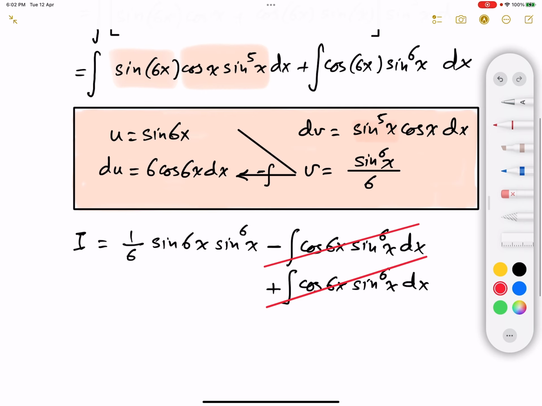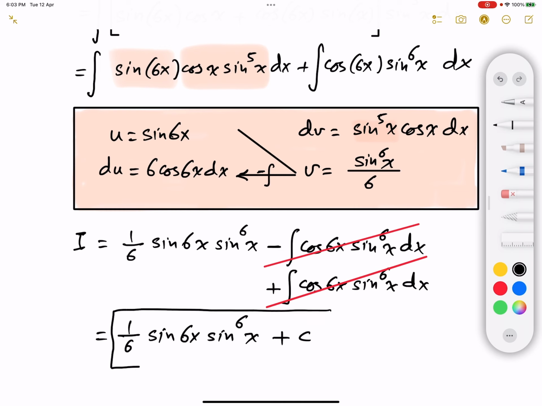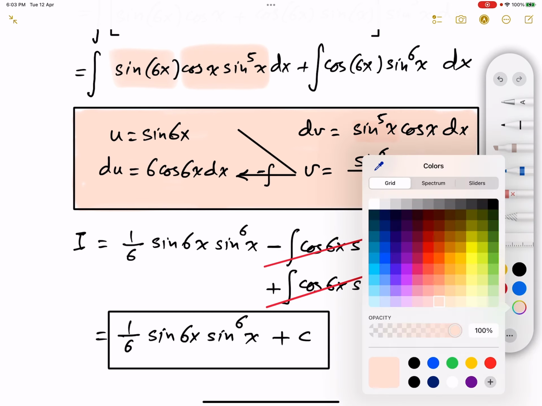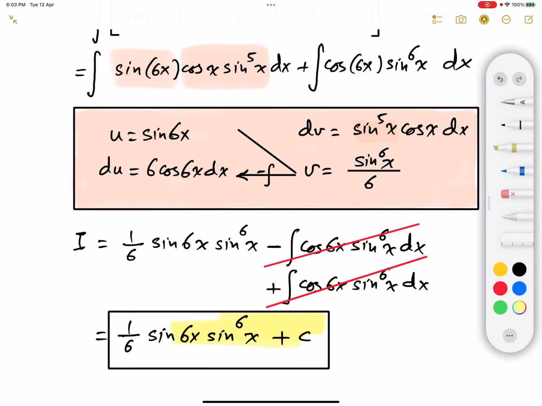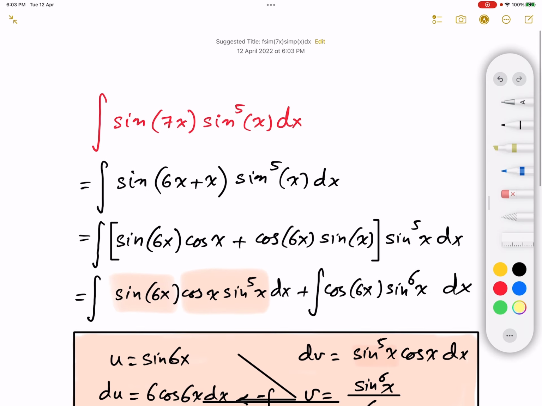And the answer is going to be left with 1/6 the sine of 6x multiplied by sine to the power 6 of x. And of course, we need to add a constant c. And that is basically the answer to this problem. I will highlight it in yellow. So this is the final answer. Pretty much it was easy to handle, but I mean, rewriting the sine of 7x made this problem a lot easier.